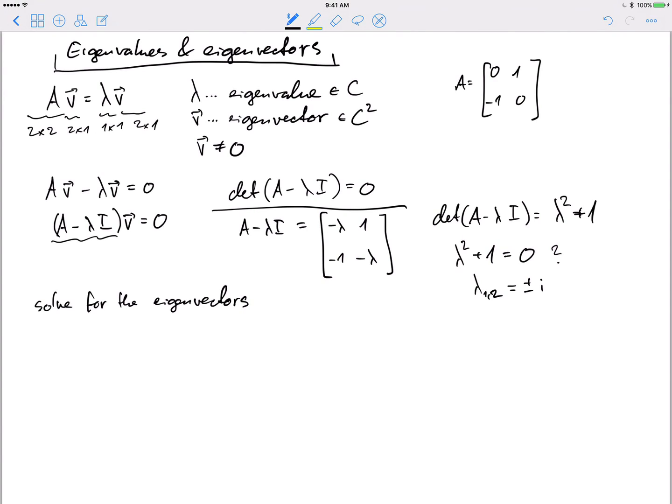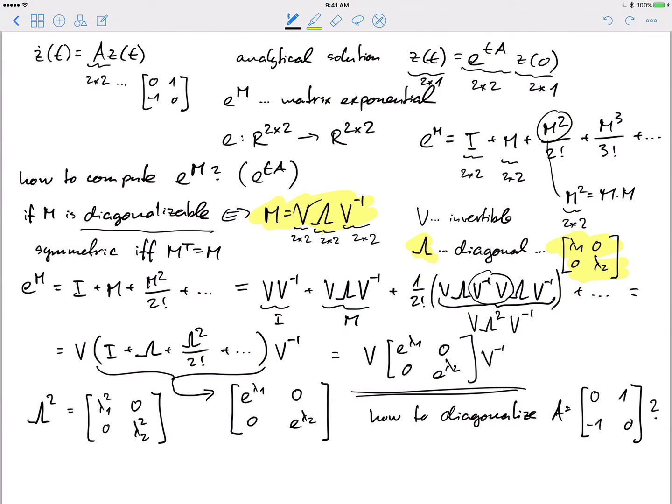What you need to do is to find the eigenvectors, which will tell you how to get this decomposition, which will in turn give you the exact analytical solution for Z.